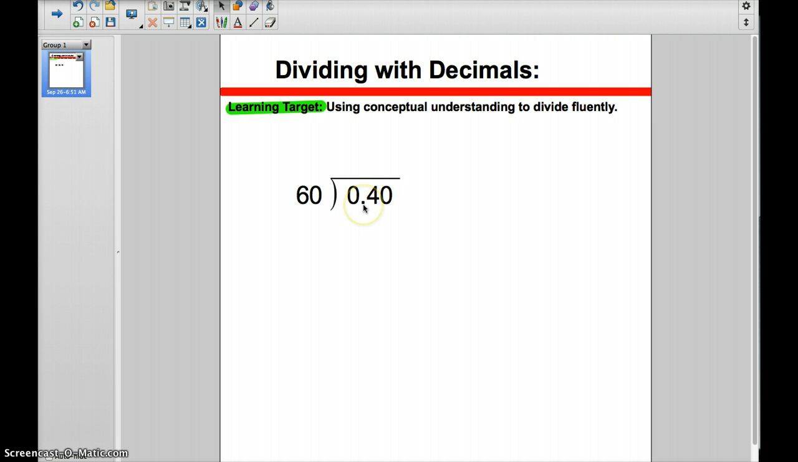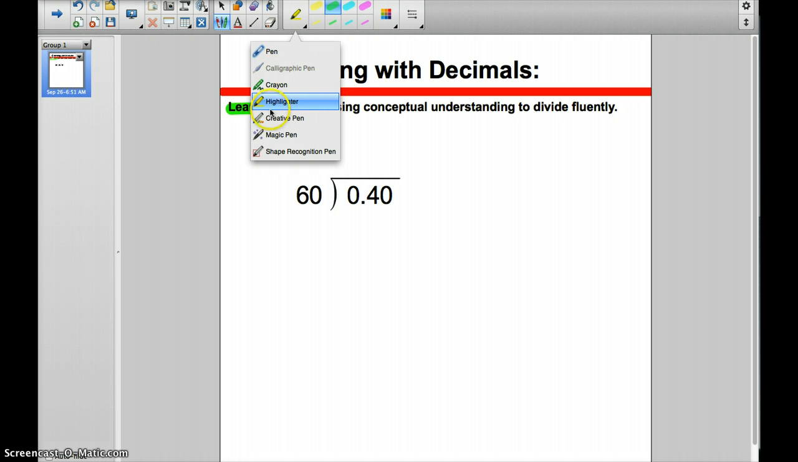So my problem is 40 hundredths divided by 60. The first thing I know is that I'm taking a number that's less than 1 and I'm splitting it into 60 pieces. Imagine if you had one pencil that you had to split into 60 pieces. Your quotient would be 1/60th. You'd have an answer less than 1. So in this case, conceptually, we will get an answer that's less than 1. And let me show you what I would do to solve this problem.